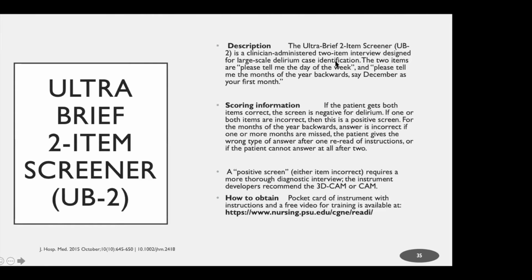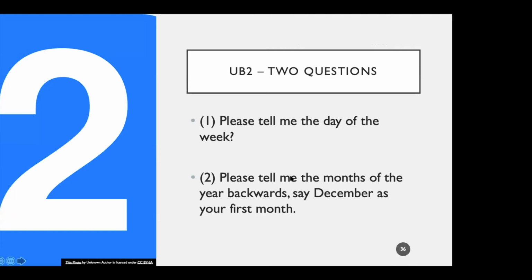The instrument developers recommend what we just went over, the CAM. But this is an ultra brief screener for any of you on this call to do. And we will be sending you the ultra brief actual screener, next slide, which looks like this. Again, it is ultra brief, 2 questions. Please tell me the day of the week. And please tell me the months of the year backwards. Say December as your first month. And you can say it a little bit slower if you want, but you don't keep rereading it. Remember, inattention is a symptom.